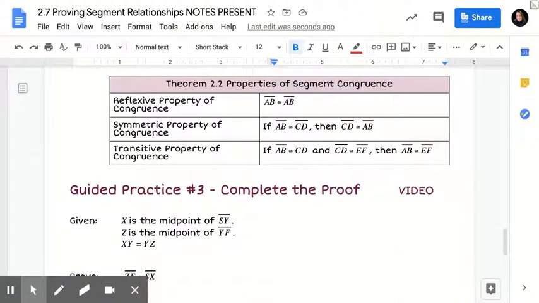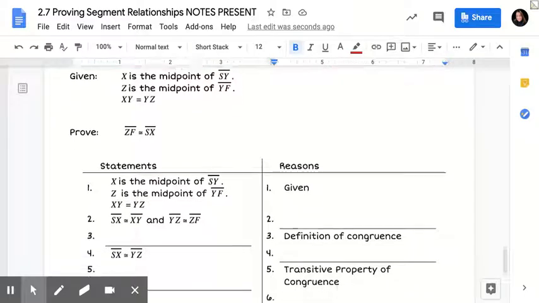Okay, so on the next page here, we have another guided practice. It's another proof. So you're going to try this one and then come back and watch the video on it. For your convenience, those properties of congruence are also listed at the top of this page.